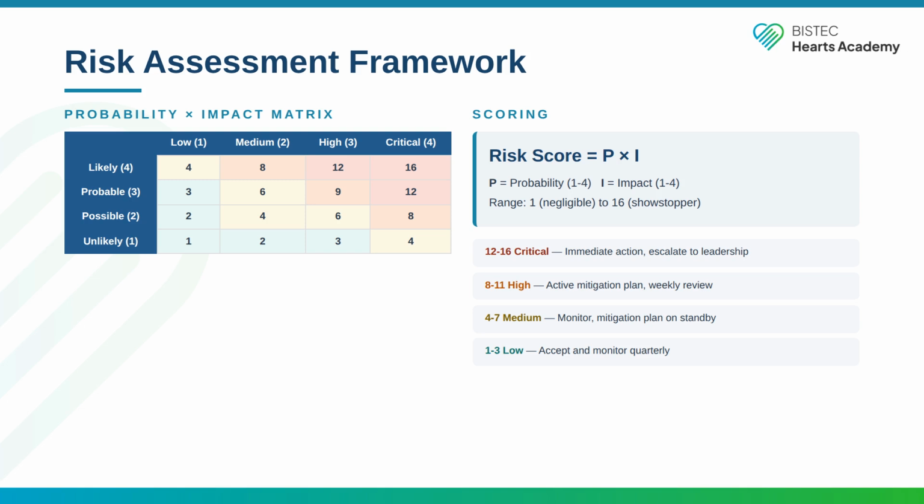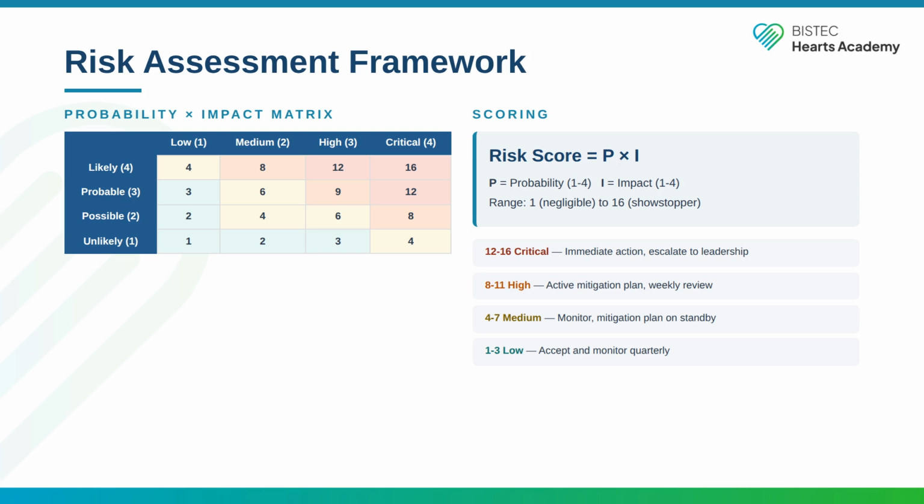Looking at the matrix, a likely risk with critical impact scores 16. That is a showstopper, and you need to act immediately. An unlikely risk with low impact scores 1, log it, and move on. The scoring bands break down like this. 12 to 16 is critical: immediate action, escalate to leadership, activate your contingency plan.